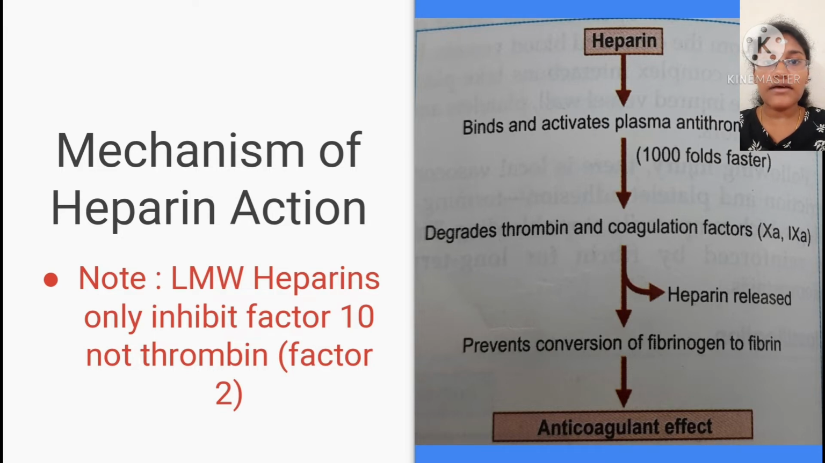But when we give heparin intravenously, heparin will bind to antithrombin 3 and form a heparin-antithrombin 3 complex. This complex will inhibit factor 10 and factor 2, and this will also prolong the clotting time. This process is 1000 times faster than what usually happens in our body.